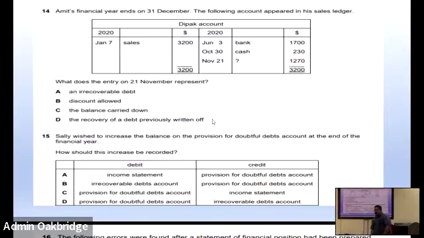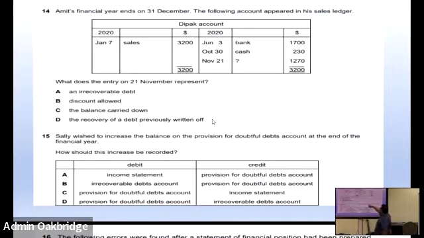Recovery of debt previously written off? No. Because if it's recovery of debt, it has to be what? Recovery of debt means he's paying for something previously. So the date has to be different, cannot be in the same accounting period. So the answer has to be A. That's why there's no balance carry down.